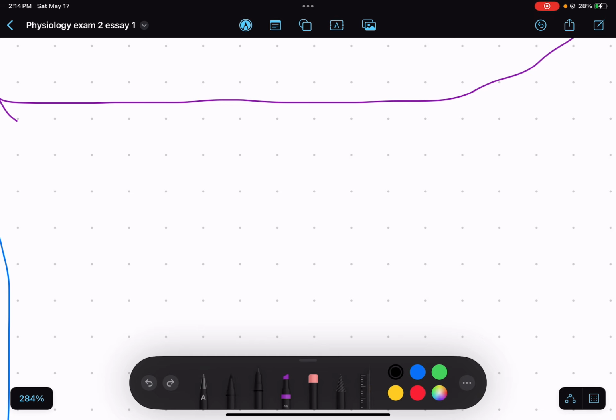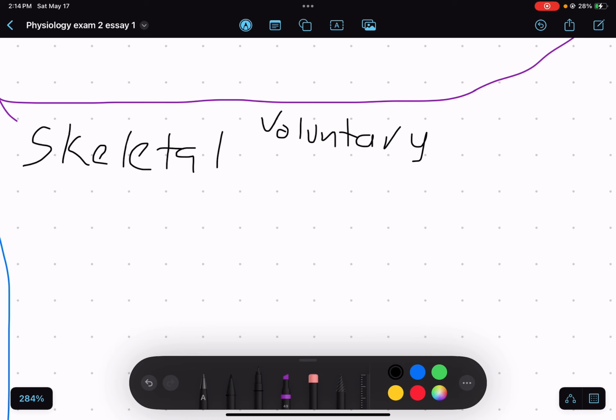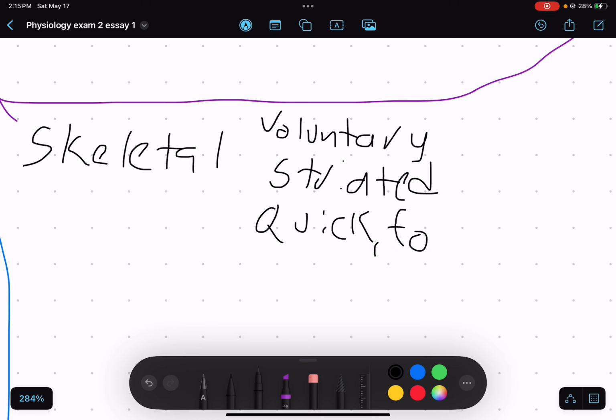And then another thing that I just want to summarize is skeletal muscle is voluntary, it's striated, and it is for quick, forceful movements. So this allows you to do actions for a short period of time, allowing you to get a job done that may need to be done.